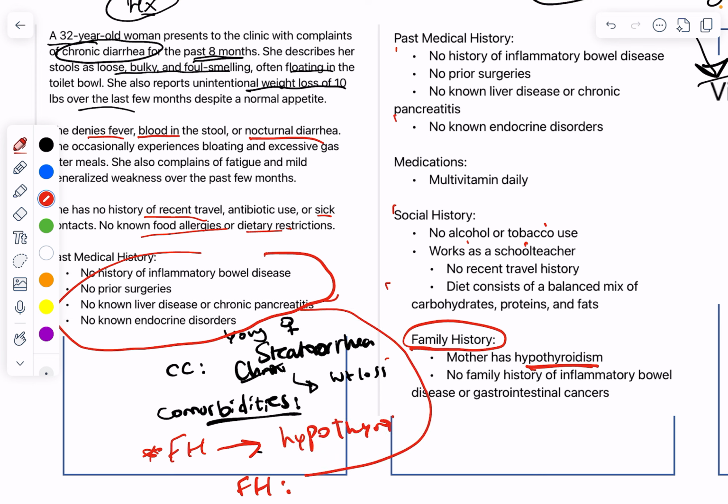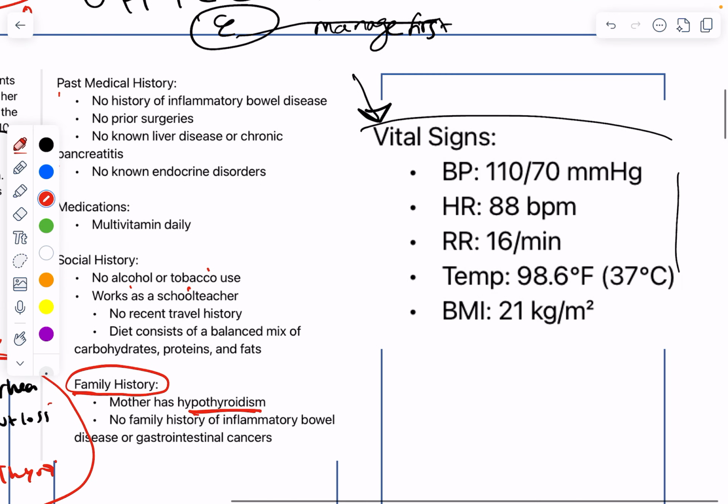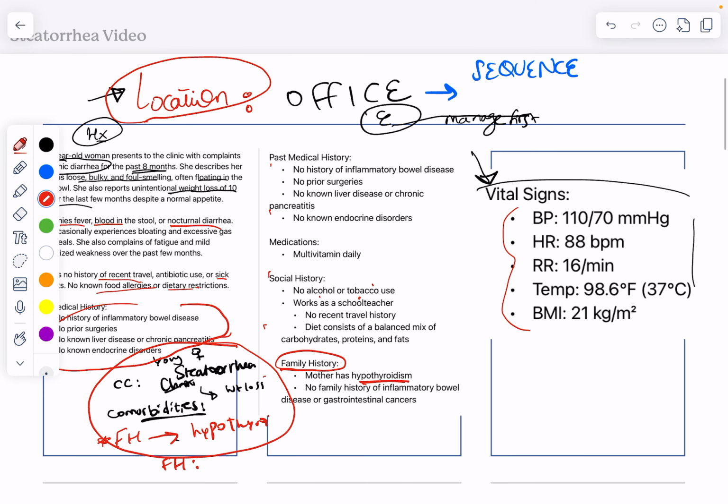So given this, you're going to base your next steps. Since we're in the office and the patient's vitals are stable, we don't need to move her to the ER. We can manage her here in the office as well, and we can do a full physical exam before the diagnostic workup. We're not really rushing.